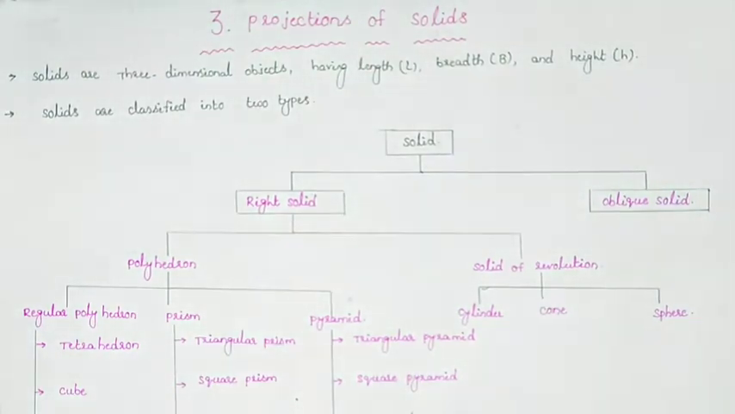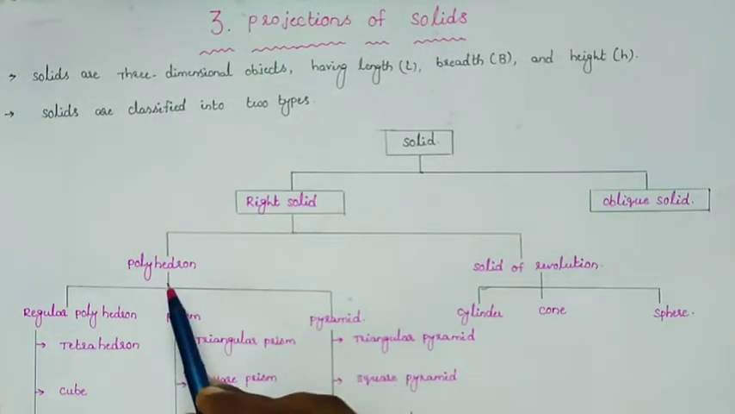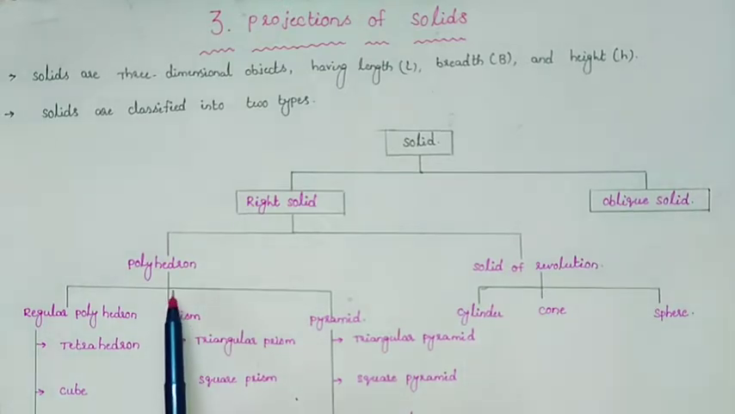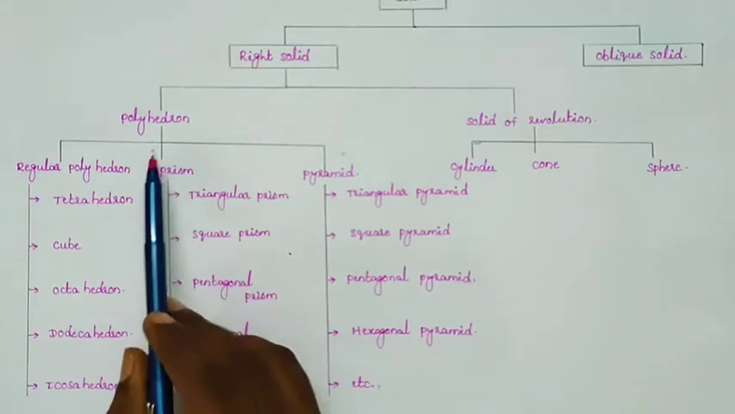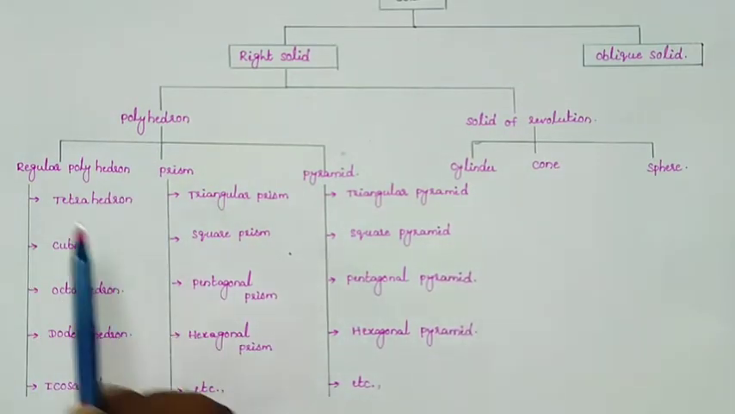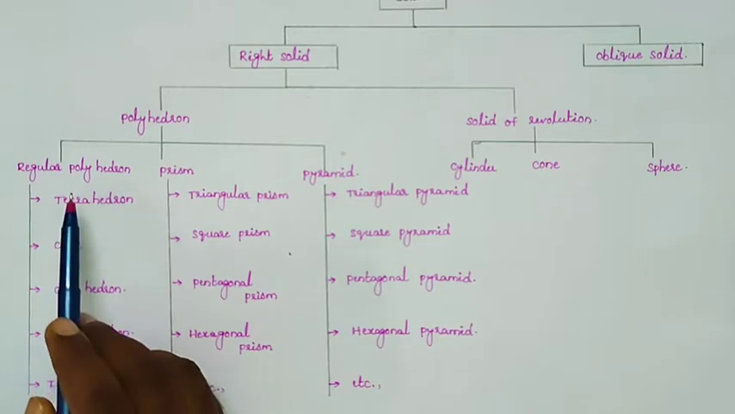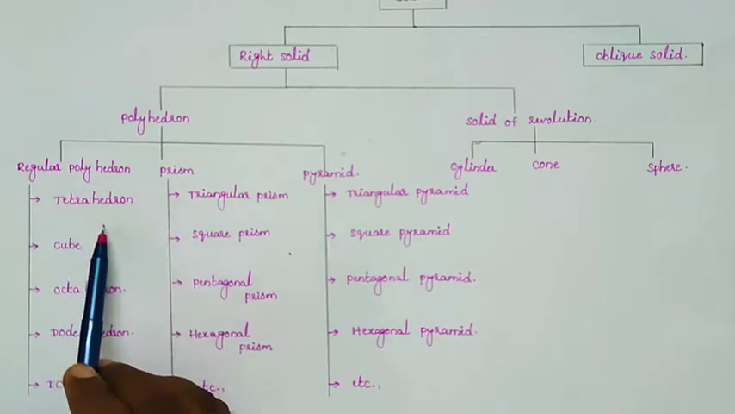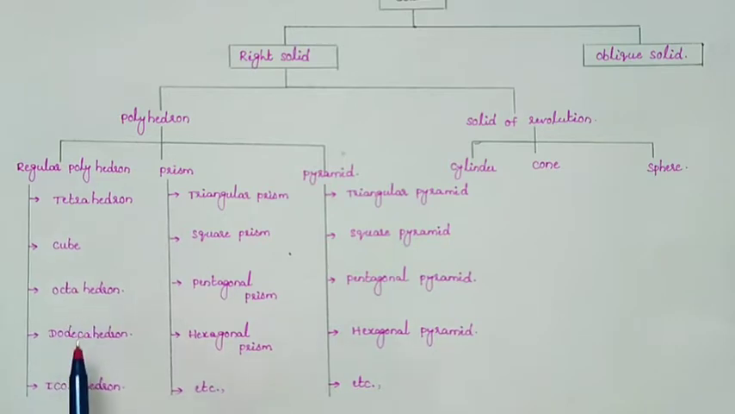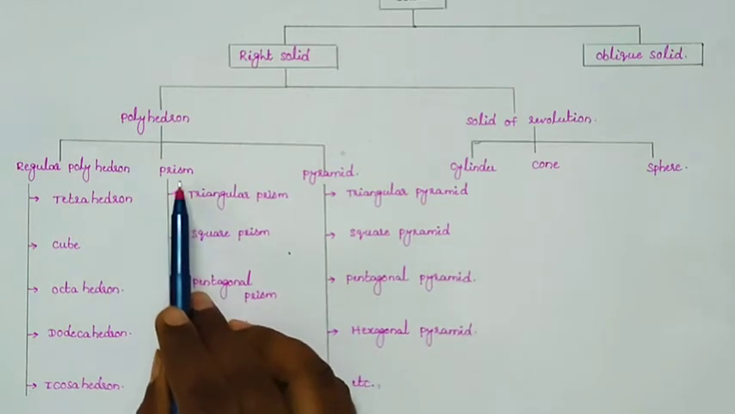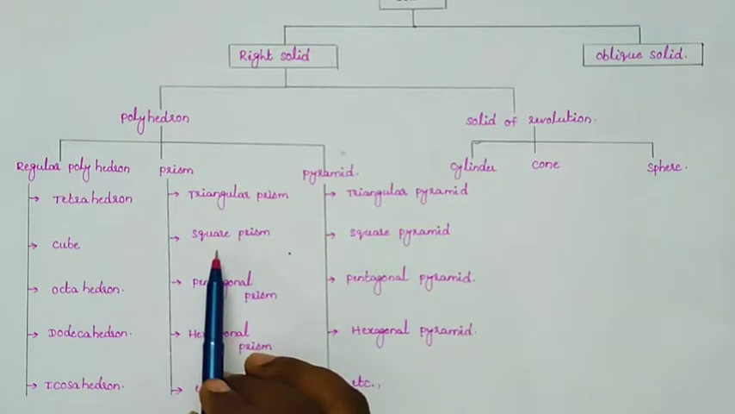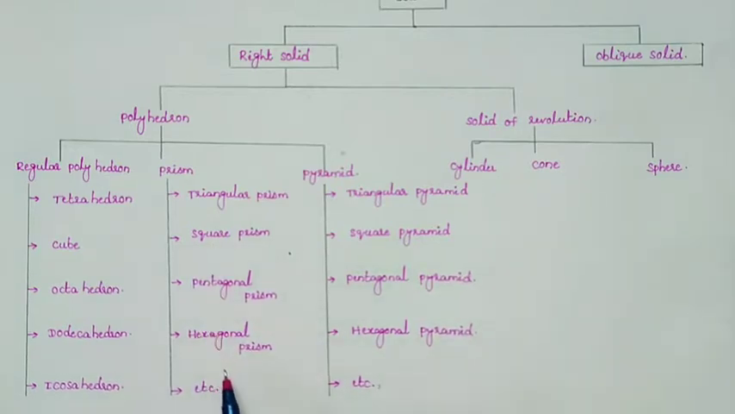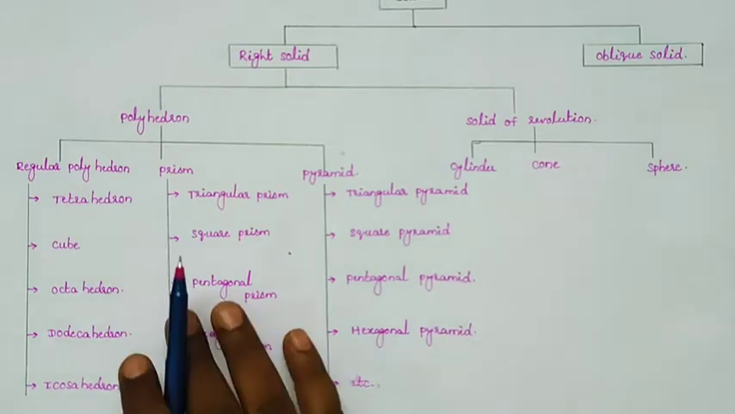Right solid is again divided into two types. One is the polyhedron and the second is the solid of revolution. The polyhedron is again divided into three types. One is regular polyhedrons. The best examples of regular polyhedrons are the tetrahedron, cube, octahedron, dodecahedron and icosahedron. Another type of polyhedron is the prism: triangular prism, square prism, pentagonal prism and hexagonal prism. We have so many types of prisms.